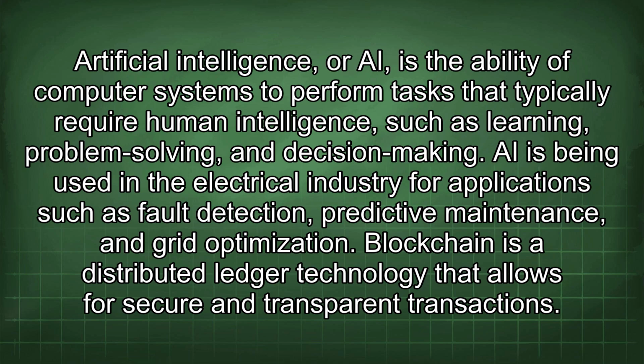Artificial intelligence, or AI, is the ability of computer systems to perform tasks that typically require human intelligence, such as learning, problem-solving, and decision-making. AI is being used in the electrical industry for applications such as fault detection, predictive maintenance, and grid optimization.